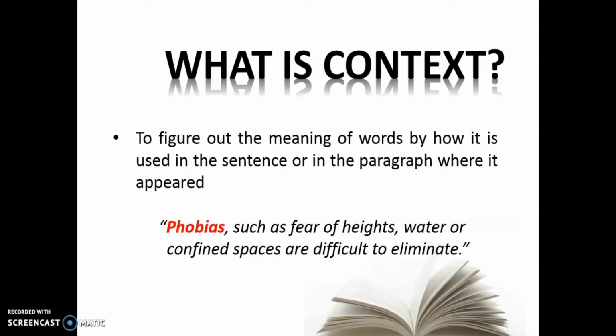For instance, you stumble across this sentence. Phobias such as fear of heights, water, or confined spaces are difficult to eliminate. You don't know what's the meaning of phobias, but you can guess this word based on the context, how it is utilized itself. So here in this sentence, the author has given you the examples of phobias. For example, fear of heights, water, or confined spaces. There it goes. You know what is the meaning of phobias.